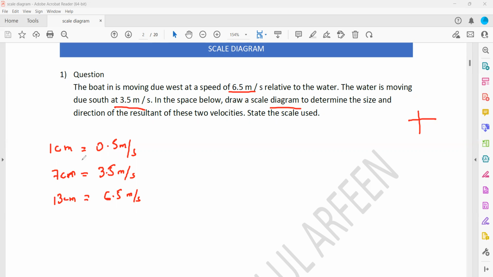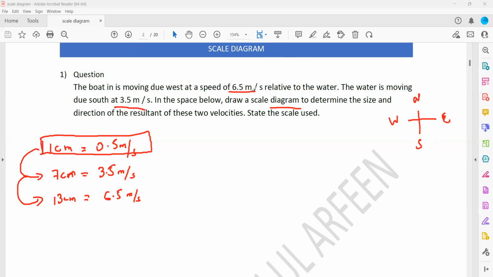So first thing, we select the scale. With reference to the scale, we got two results: 7 centimeters and 13 centimeters. So for 3.5, we will not draw 3.5, we will draw 7. For 6.5, we will not draw 6.5, we will draw 13. Now, how to do such a question? As on a compass, north is always up, south is down, east is towards the right, and west is towards the left.